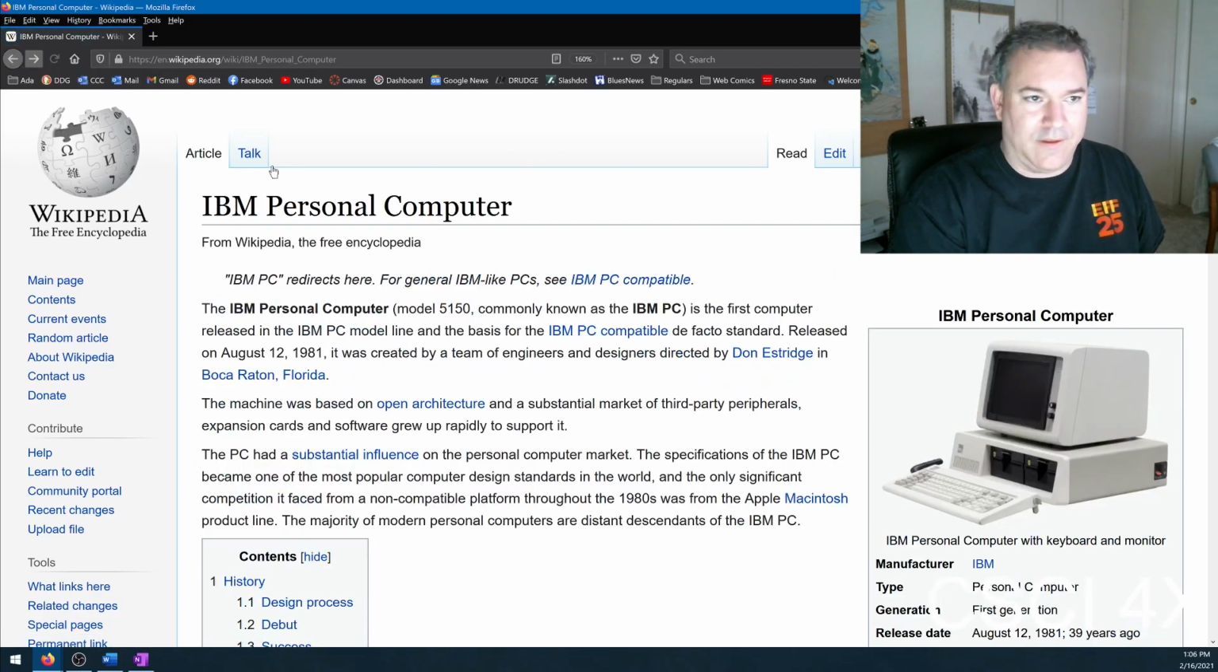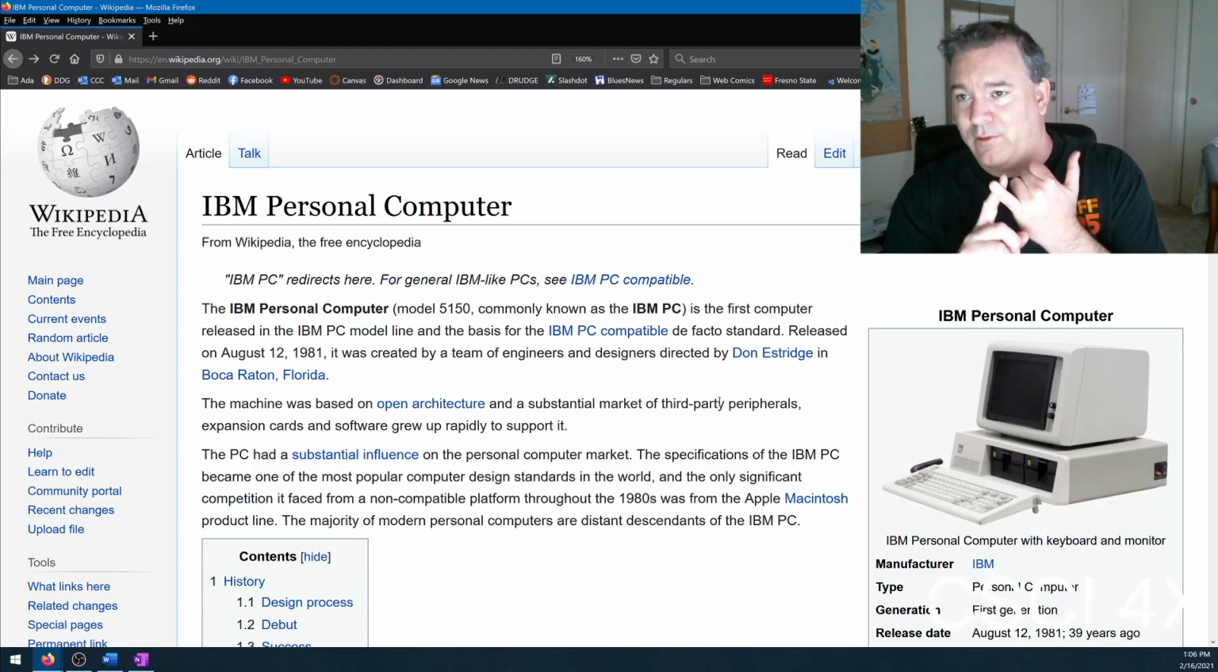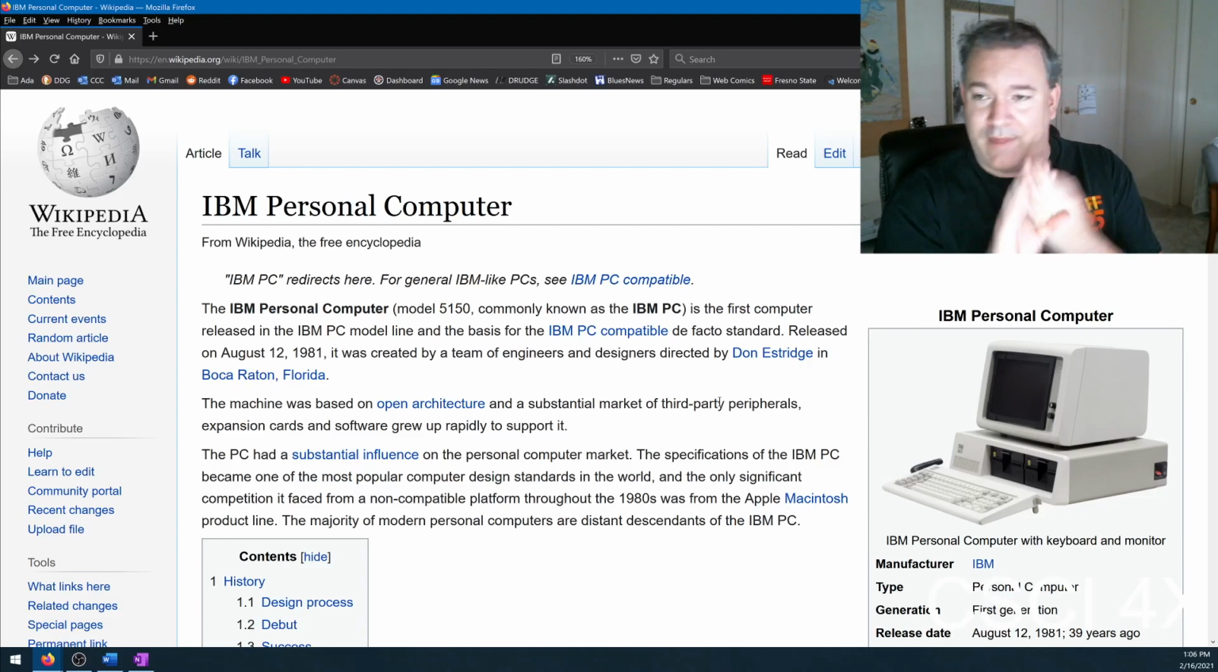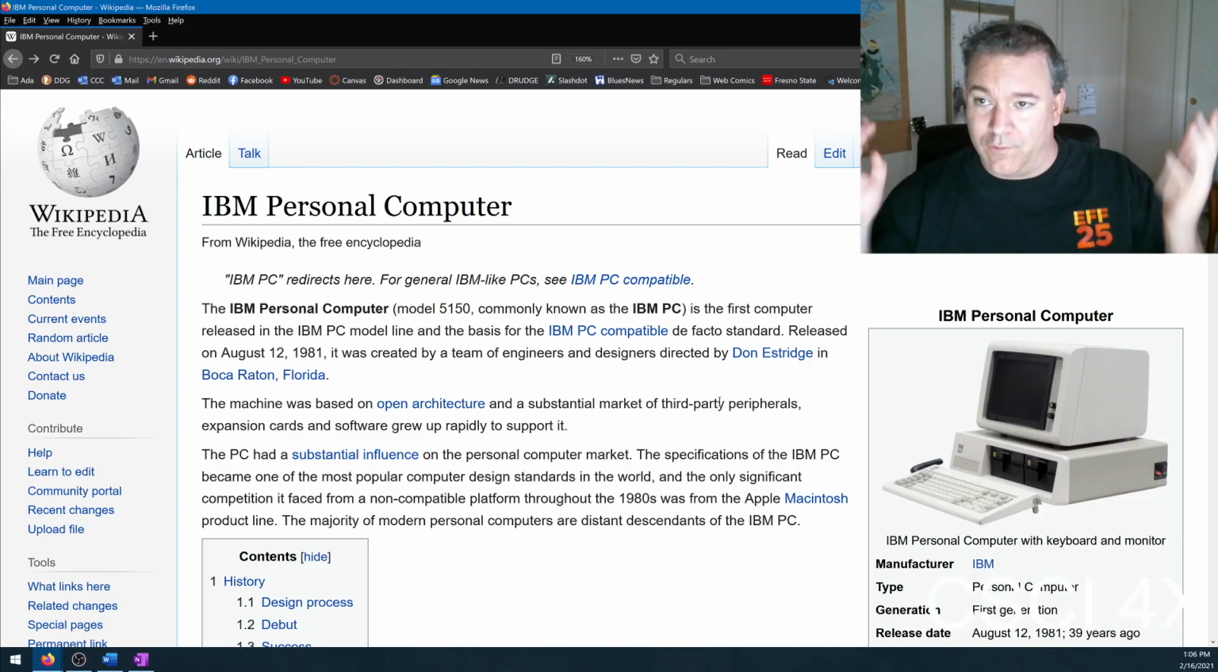So the combination was Intel CPU, the Intel 8088, IBM making the computer, and Microsoft making the operating system. That was the winning combination that took over the world.